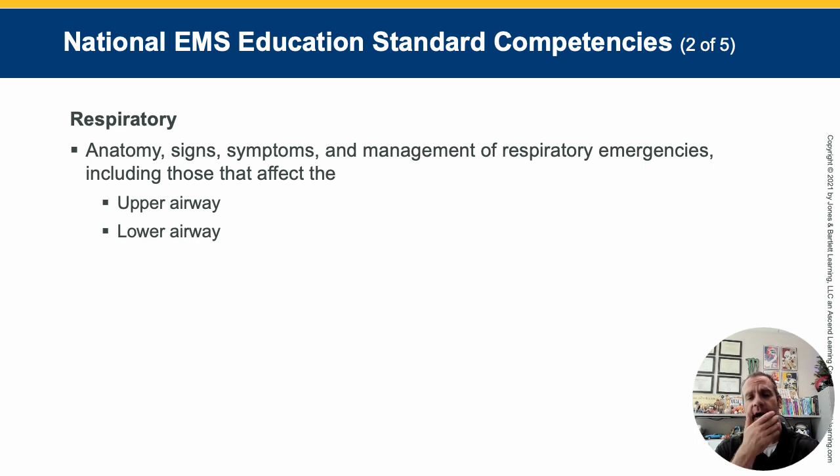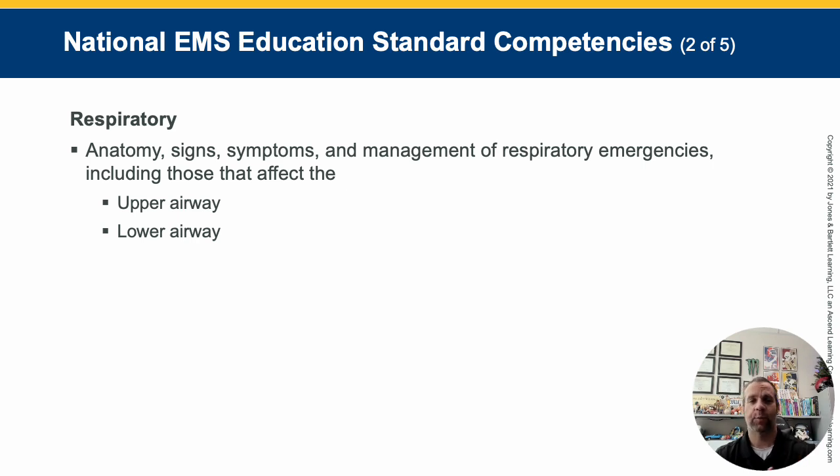Now, building on that, here we focus specifically on respiratory emergencies. Okay, you're expected to understand the anatomy, signs, symptoms, and management strategies for conditions that impact both the upper and lower airways. The upper airway includes everything above the vocal cords: the nose, the mouth, the pharynx, and the larynx. The lower airway includes the trachea, the bronchi, the bronchioles, and the alveoli. When something goes wrong in either system, the result can impair gas exchange and ultimately lead to hypoxia.